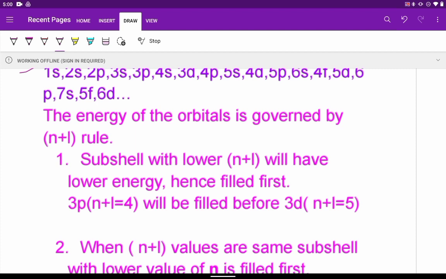Now, in case of 3p, n value is 3, p means l value is 1. So, 3 plus 1 is 4. If we consider 3d, in 3d n value is 3 and d means l value will be 2 because 0 means s, 1 means p, 2 means d. So l value is 2. So 2 plus 3 is 5. So this is 4, this is 5. So 4 should be filled first. So 3p will be filled before 3d.